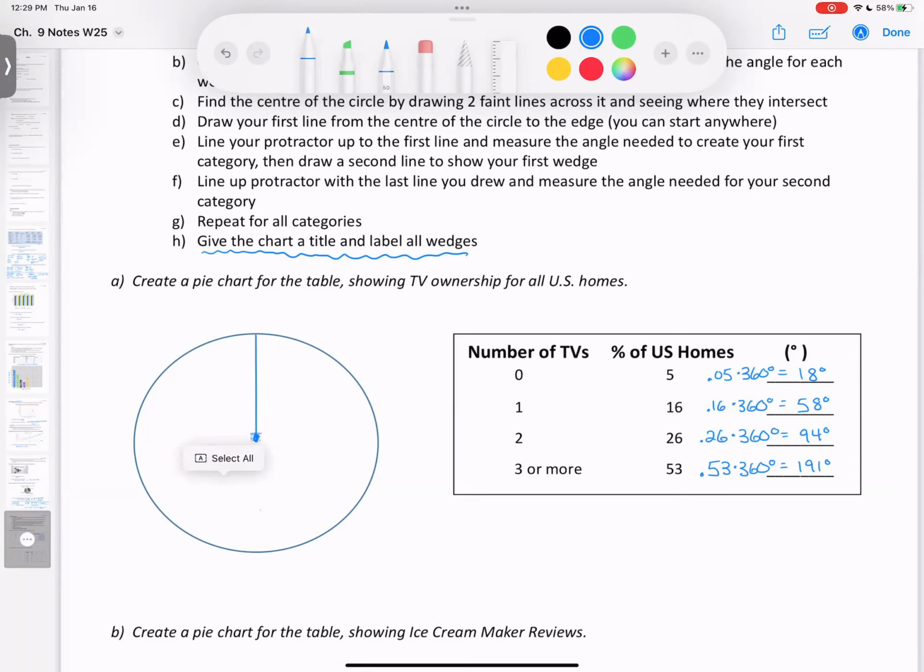There we go. And then you're going to measure 18 degrees. Now on my protractor, and likely on yours too, I can't actually get that on the circle. So I'm going to draw a dot way up here where it lines up with 18 degrees. I'm going to remove my protractor and basically extend the line from the center of the circle to that dot.